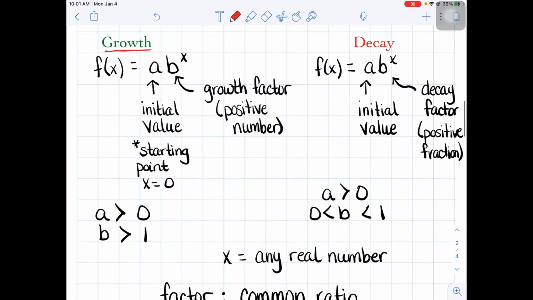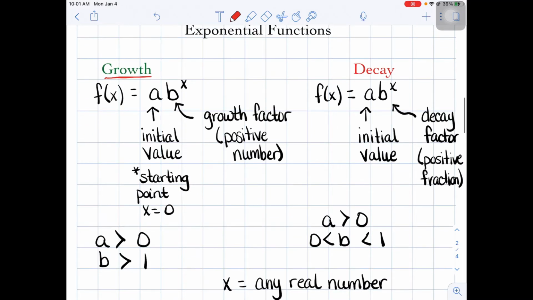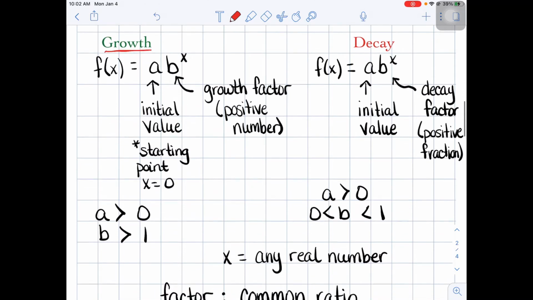Now, x has to be any real number, so it can't be something like the square root of -2. It can't be imaginary. It's going to be a real number. It could be a negative number, -8, -8.2, 9,999, a million, but it's got to be a real number.